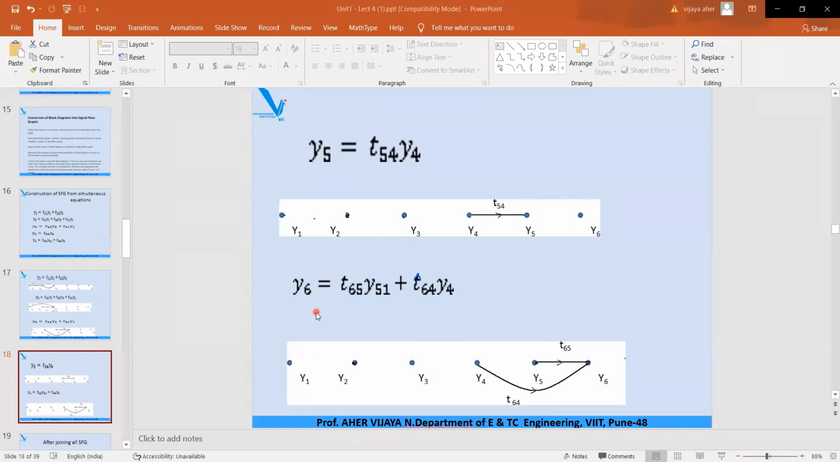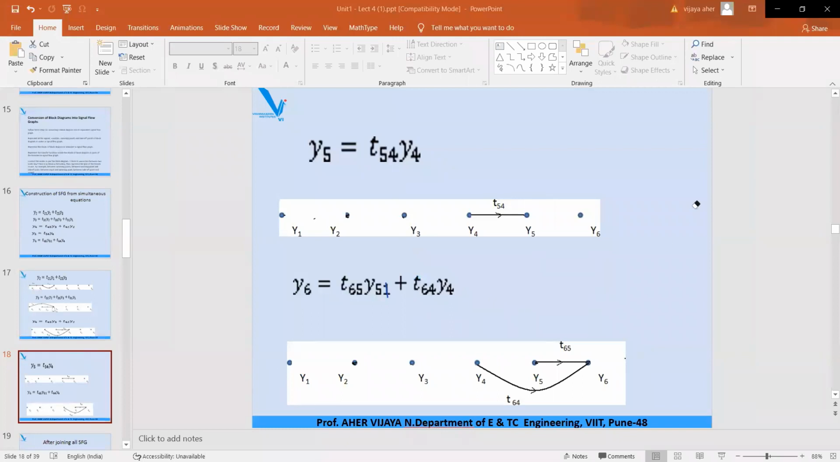Okay, time is over. I'm going to finish this much only. Last equation, a simultaneous equation. y6 is equal to t65 into y5 only, plus t64 into y4. Not y51, mind you, y5 only. It is never like that. This is the equation, a simultaneous equation.